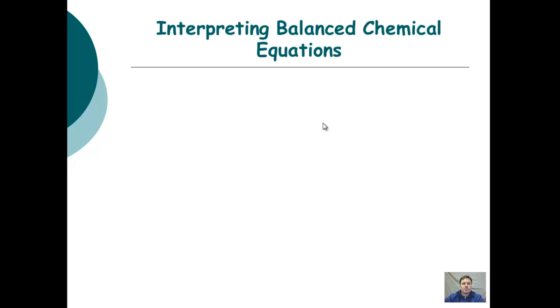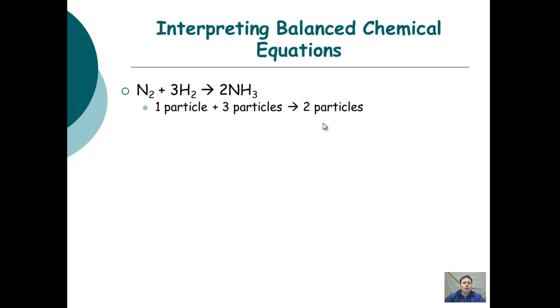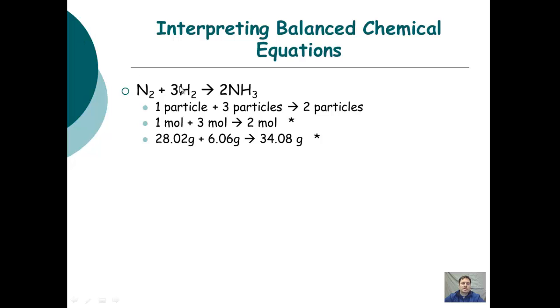So let's first go back and talk about balanced chemical equations. Take this one here: nitrogen gas plus hydrogen gas gives us ammonia. We can interpret this as one particle of N2 plus 3 particles of H2 gives us 2 particles of ammonia. Or if we look at these coefficients in terms of moles, 1 mole of N2 plus 3 moles of H2 gives us 2 moles of ammonia. Or finally, we can look at this as mass: 28 grams of N2 plus 6.06 grams of H2 gives us 34.08 grams of ammonia.